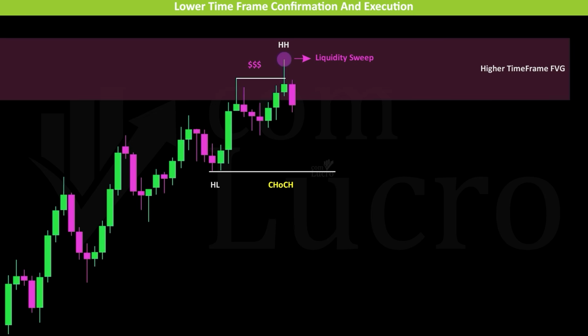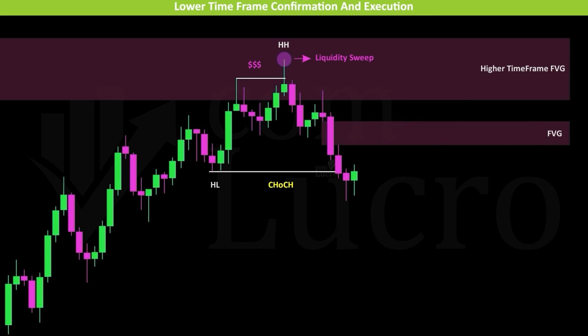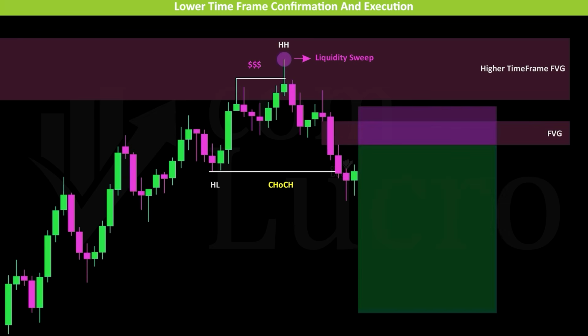For a more conservative entry, you can wait until price breaks below the recent low to confirm the change of character. Once the reversal is confirmed, we then wait for price to create new fair value gaps. This is why the strategy is referred to as FVG and FVG. This does not mean that the lower time frame fair value gap must sit exactly inside the higher time frame gap. The key idea is that the higher time frame gap defines the optimal reaction area, while the lower time frame gap offers precise entry timing after confirmation.